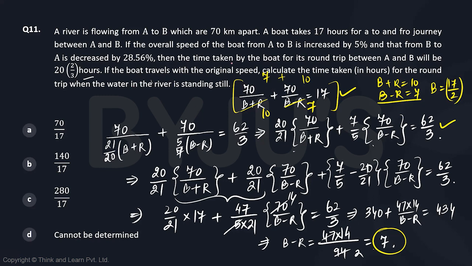So if the boat travels with the original speed, as in its own speed, how much time will it take to come back? The total distance covered is 140 kilometers, and the speed of the boat is 17/2. So if we solve this, we will have 280 by 17. So this is the time that the boat will take with its original speed. So C option makes sense.